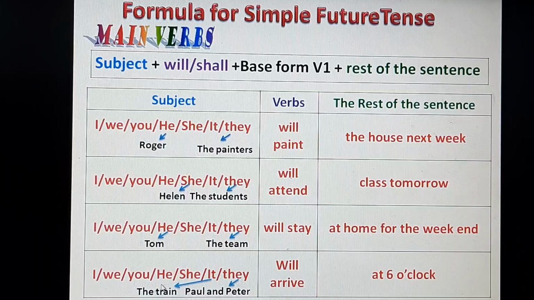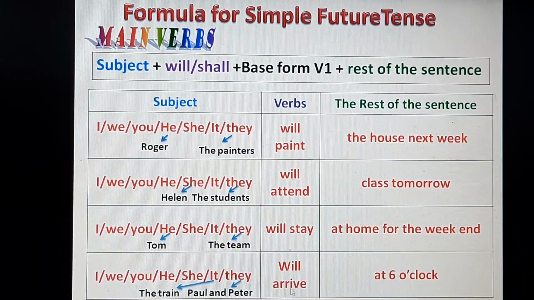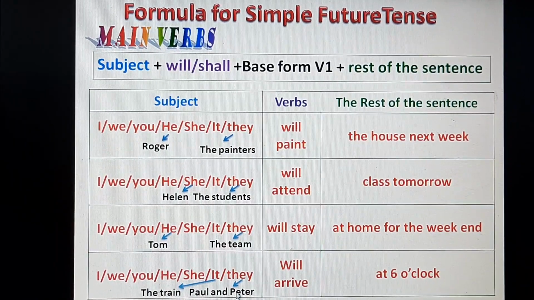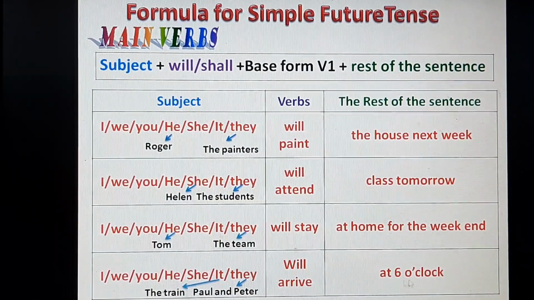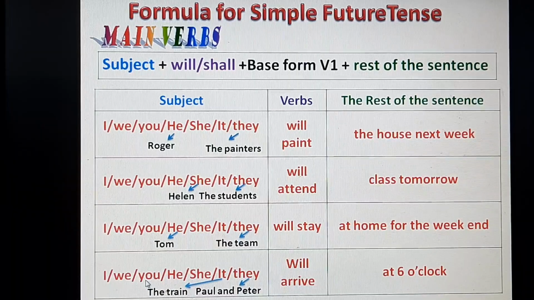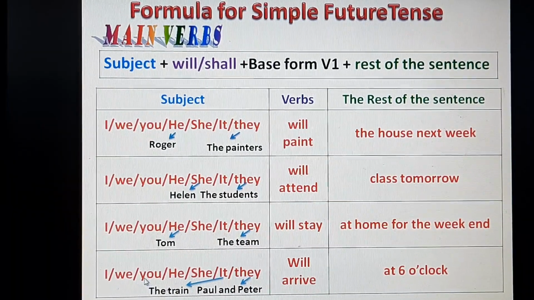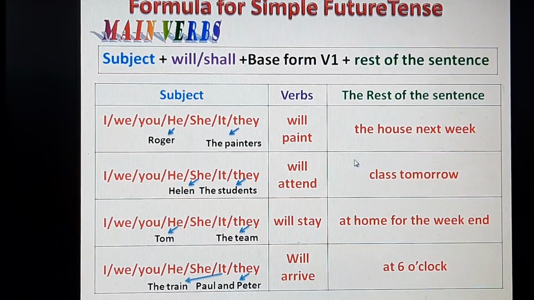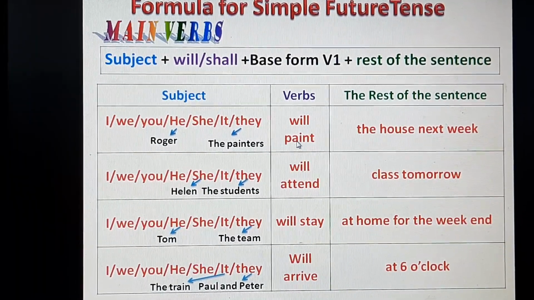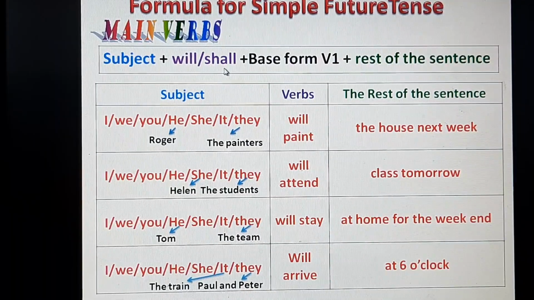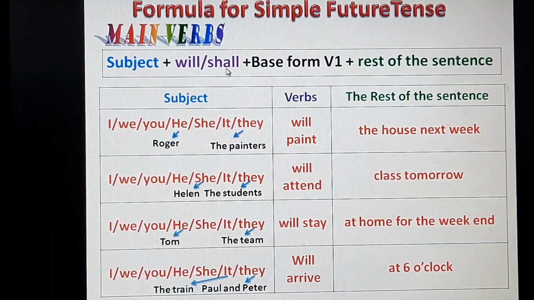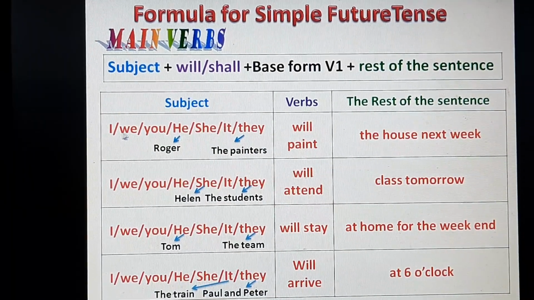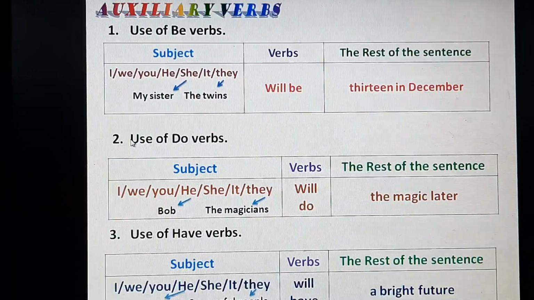Will arrive. The train will arrive at 6 o'clock. Paul and Peter will arrive at 6 o'clock. That is third person plural. You will arrive at 6 o'clock. That is second person singular. So the subject can be any person, any number. Your verb will be will plus the present tense form of the verb. Now we have shall here. This shall is used along with the first person singular I and first person plural we.